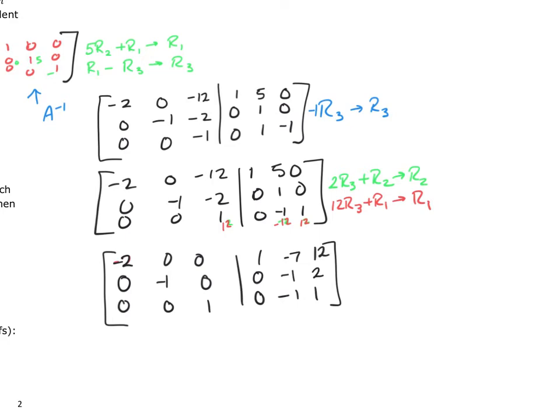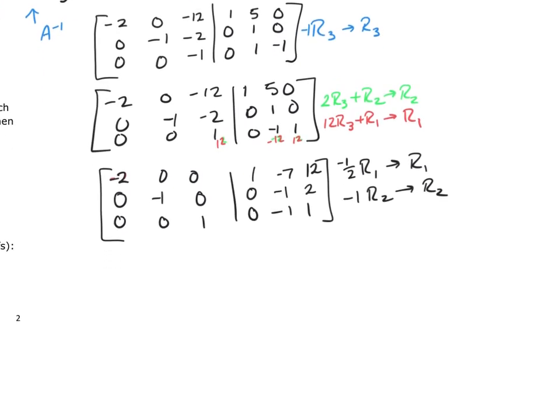We are almost to the point of making this the identity. We have 2 steps. We have to divide this entire row by a negative 2, and this entire row by a negative 1. In other words, I'm going to take negative 1/2 times row 1 and put that back into row 1. I'm also simultaneously going to do negative 1 times row 2 and put that back into row 2, and now I have found my identity matrix, or my inverse.